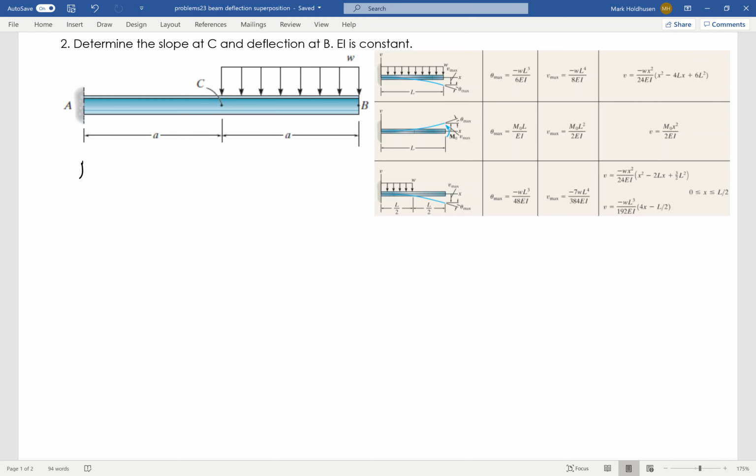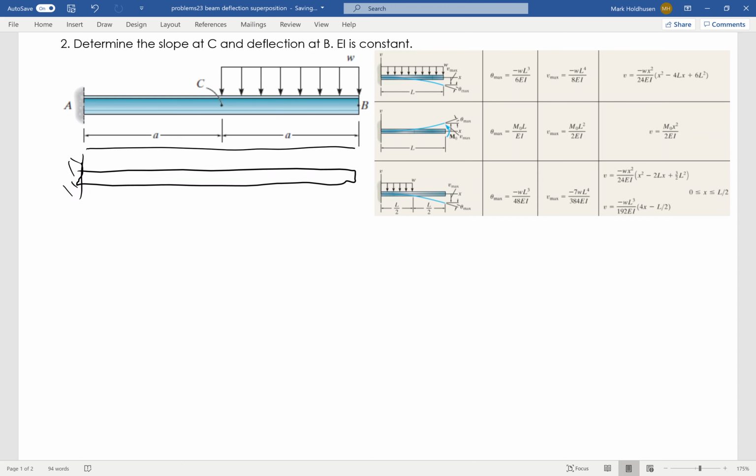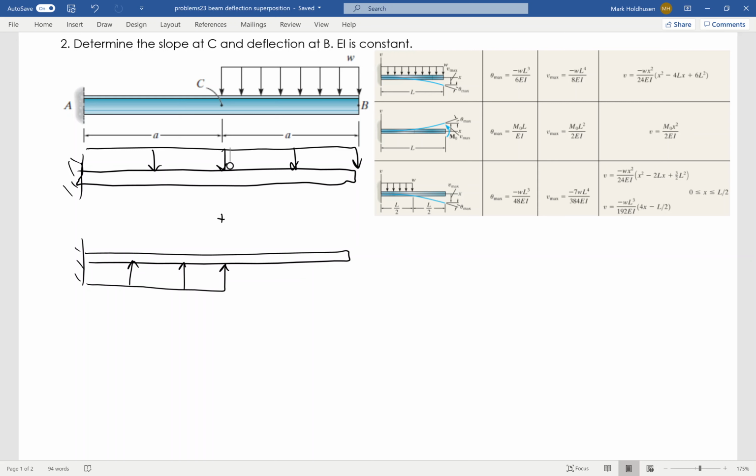I'm going to have my beam like this. I'll take the entire distributed load, and what I'm going to do is add that to a distributed load going in the opposite direction like this. Okay, and that's what I'm going to add together, right? So I get all that down and then just that going up. So I'm basically going to subtract the two, so what I have left over is that one.